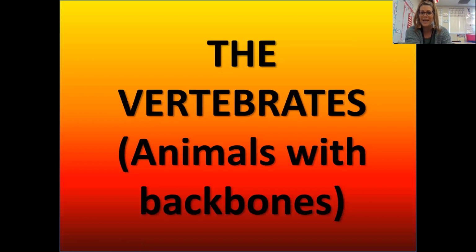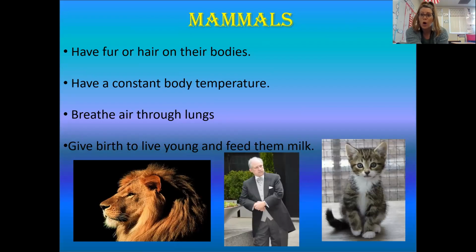All right, so let's review about vertebrates. We know those are the animals with the backbones, right? There were all of those different groups or classes of vertebrates, starting with mammals. We know mammals have fur or hair on their bodies. Okay, they have a constant body temperature. They breathe air through their lungs, and they give birth to live young and feed them milk.